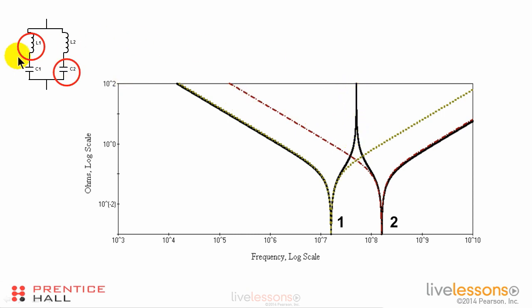So when we have two parallel LC circuits like this together, we can get what's called an anti-resonant or a parallel resonant point in between the individual resonant points of the two circuits by themselves. Where do we see this? Bypass capacitors.